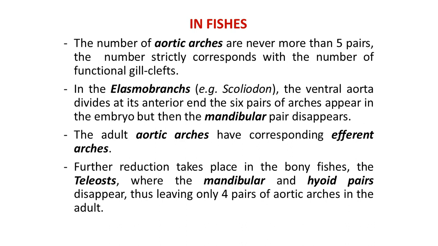In the elasmobranch, like Scoliodon, the ventral aorta divides at its anterior end. The 6 pairs of arches appear in the embryo, but then the mandibular pair disappears. The adult aortic arches have corresponding efferent arches in fishes. Further reduction takes place in the bony fishes, the teleosts, where the mandibular and hyoid pairs disappear, thus leaving only 4 pairs of aortic arches in the adult.